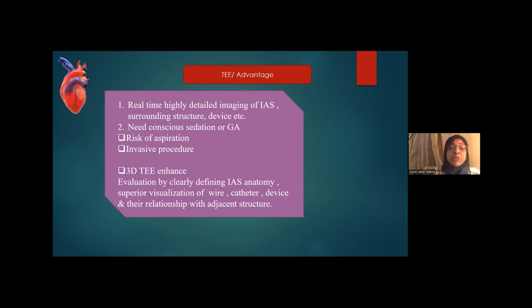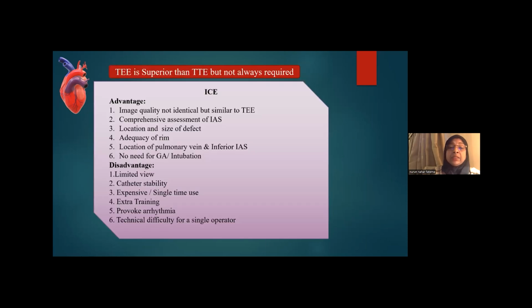There is a three-dimensional TEE probe also, which enhances the evaluation by clearly defining interatrial septal anatomy, and gives superior visualization of the wire, catheter, device, and the relationship with the adjacent structures during the intervention procedure. Now, transesophageal echocardiography is superior to transthoracic echocardiography, and there is no doubt about it. But even then, transesophageal echocardiography is not always required, and we can clearly avoid it in children because the chance of complication is more in children.